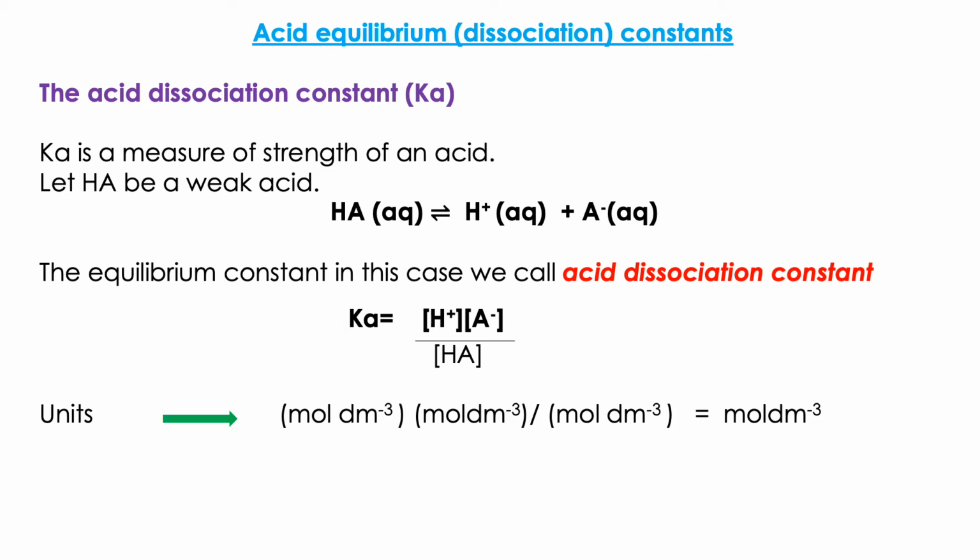Units. Since these are all concentration terms, each of them has a unit moles per decimeter cube. So the numerator has two concentration terms, so moles per decimeter cube times moles per decimeter cube divided by moles per decimeter cube. If we cancel one of the moles per decimeter cube, the unit becomes only moles per decimeter cube.